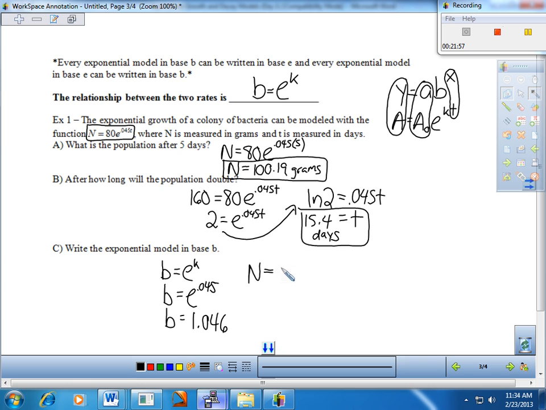And let's go ahead and write our model then as a result. So the number of grams is equal to that 80, and this is probably what it would look like in base b if I wanted it to. This model and the original model are identical mathematically. Great. Very cool. So I gave you the base e model there.